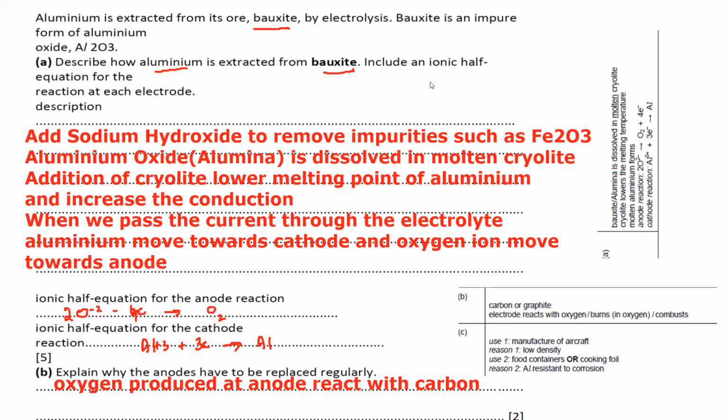So as you can see, this is an exam style question, basically a question from a past paper. So you have to write the direct answer, and you have to learn this extraction, what happens when you try to obtain aluminium from its ore. Is the answer to this question clear?